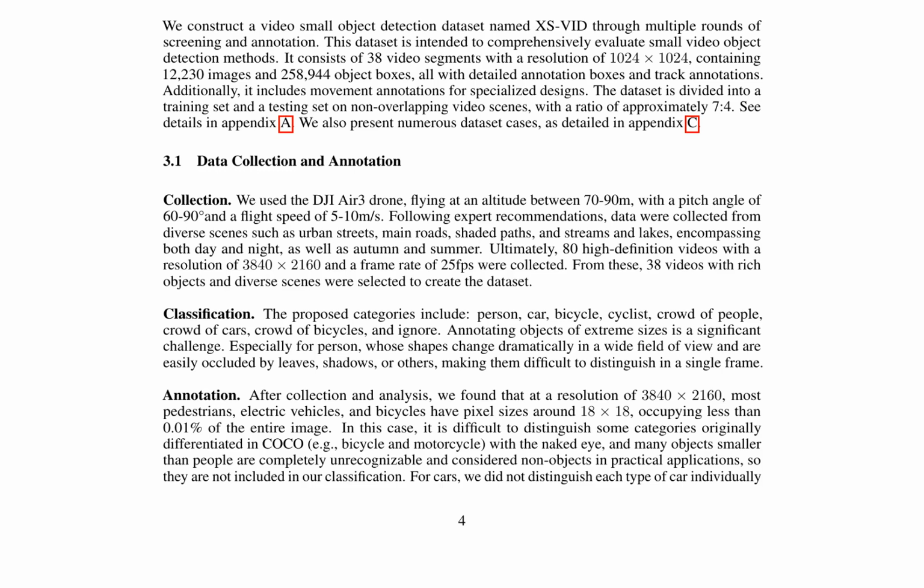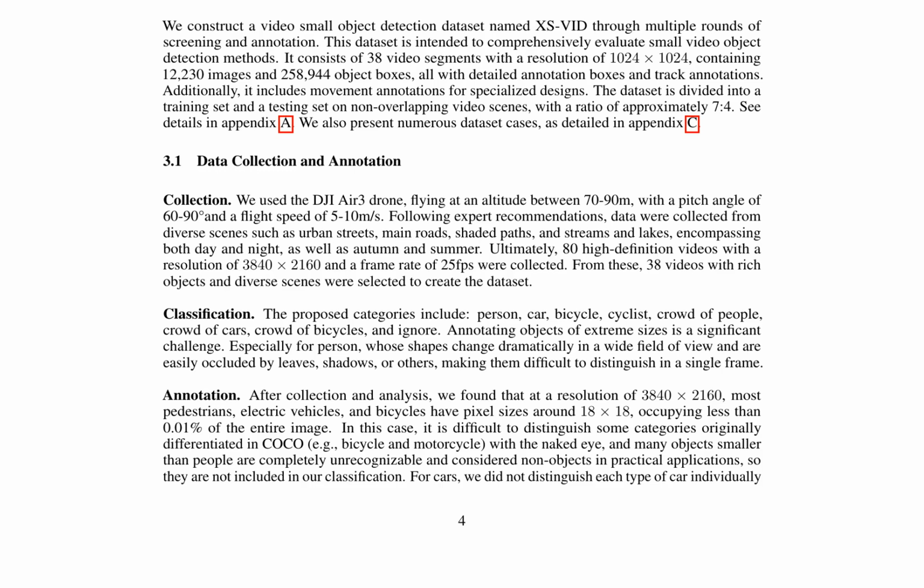The collected data were then classified into categories, including person, car, bicycle, cyclist, crowd of people, crowd of cars, crowd of bicycles, and ignore. The annotation process was challenging due to the extreme sizes of objects, particularly for people, whose shapes change dramatically in a wide field of view and are easily occluded by leaves, shadows, or others.